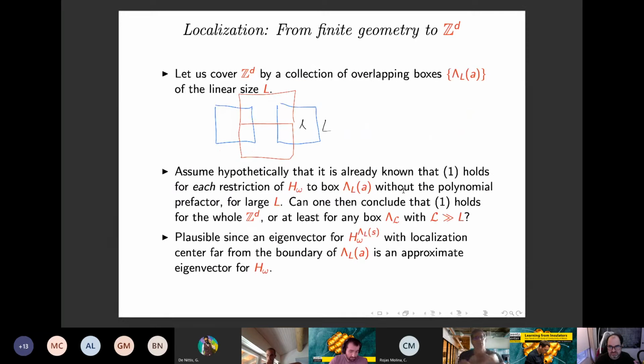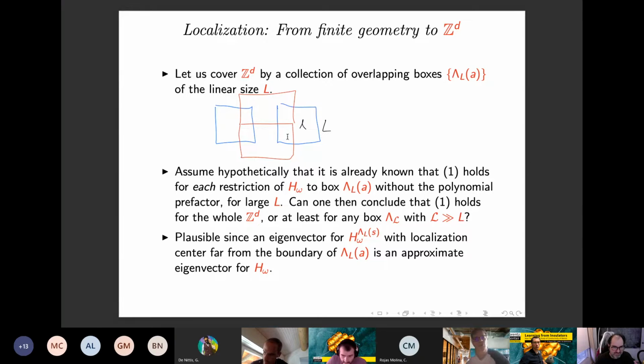Okay, so let me just, again, Christian has these beautiful two lectures on YouTube that you can listen to. Let me just give a very rudimentary picture here. So consider a cover of Z^d by boxes of finite size, capital L. And I want them to overlap, for reasons which will be clear in a moment.